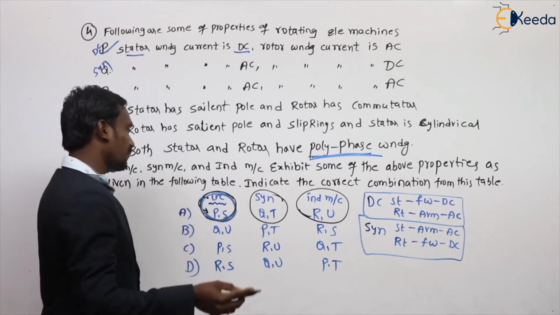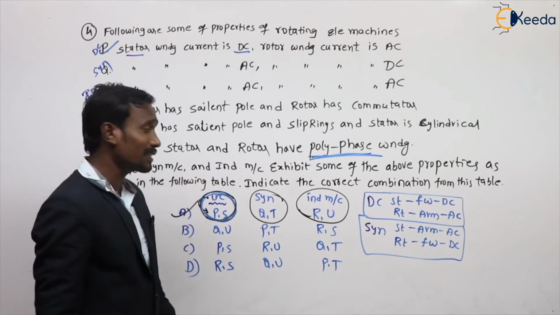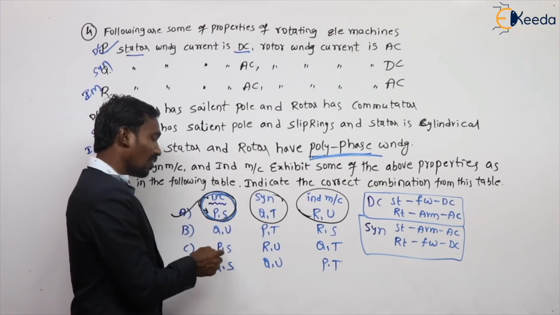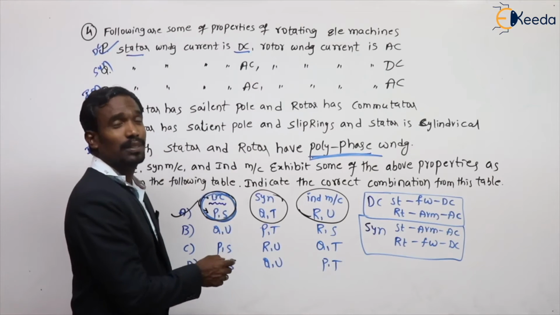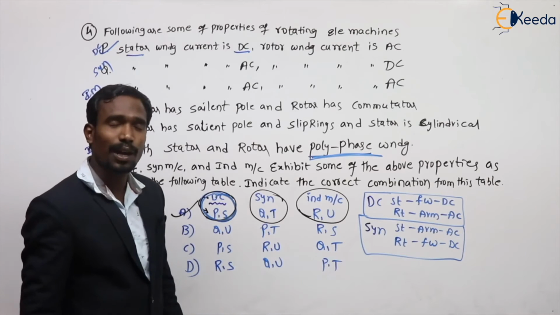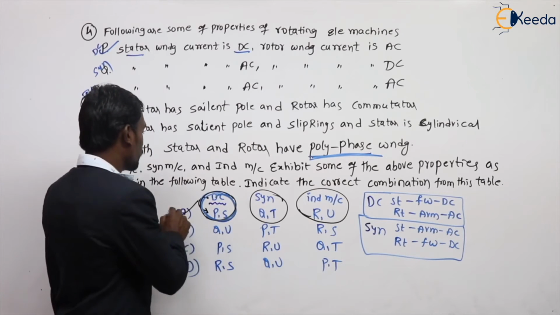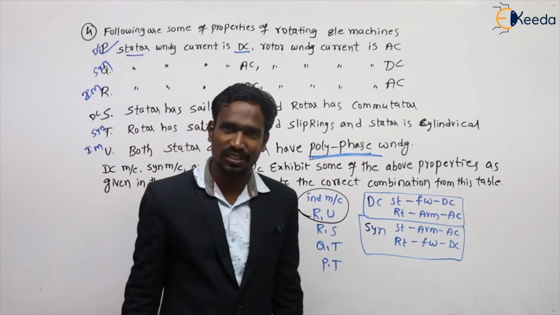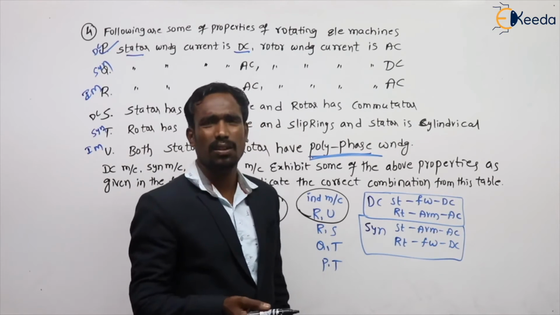So with less effort we completed the question because option A is correct answer. If option B is correct, we have to check all these. It will take time. That's why they gave the correct option in option A. So option A is correct answer according to given statements for different machines. Generally, this is the basic concepts.